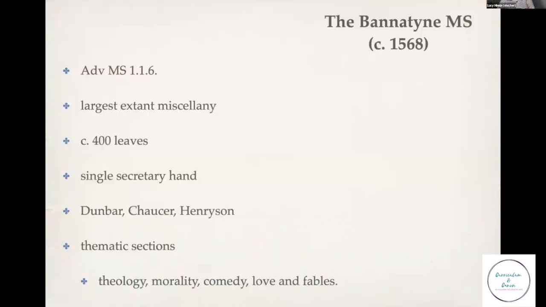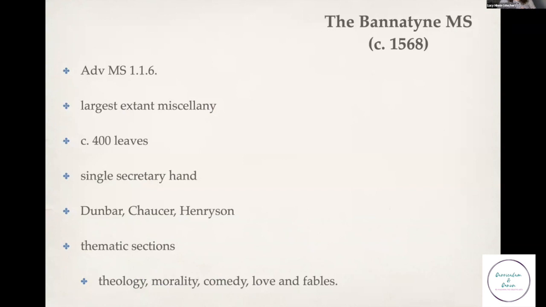There we go. It's currently in the National Library of Scotland under Advocates Manuscript 1.1.6. It's the largest extant miscellany of older Scots literature. It's around 400 leaves, written in a single secretary hand. It features poems by Dunbar, Chaucer and Henryson, divided into the thematic sections of theology, morality, comedy, love, and fables.